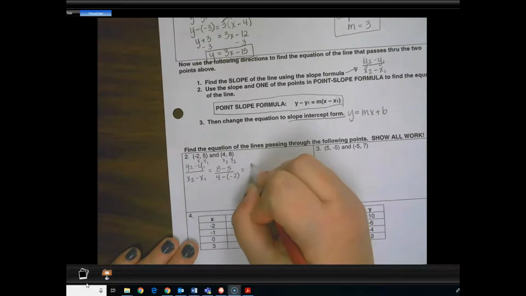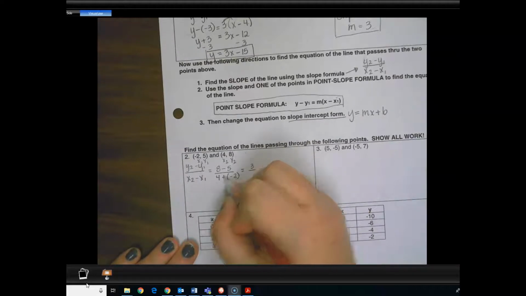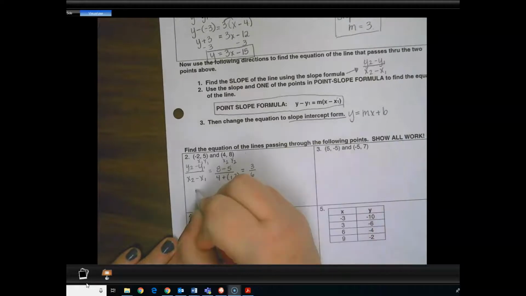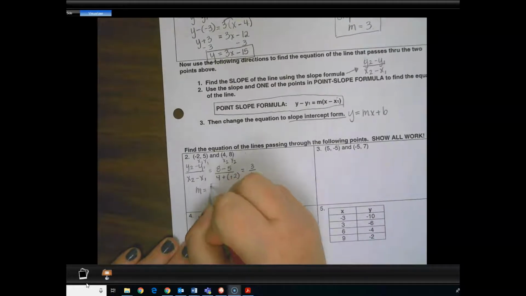8 minus 5 is 3. Add a line, change the sign. 4 plus 2 is 6. So my slope is 1/2.